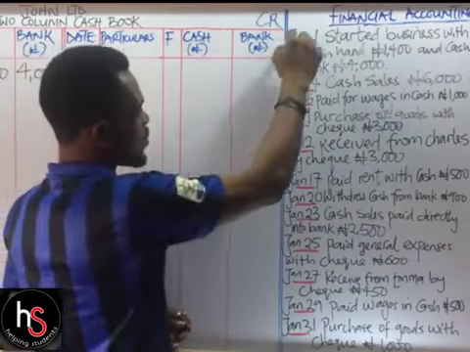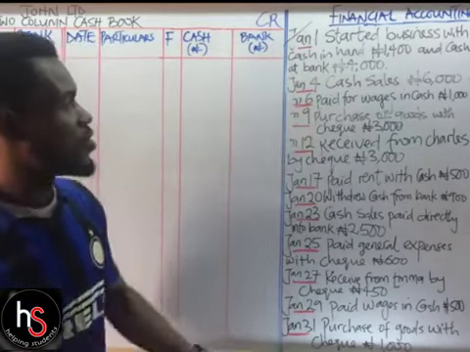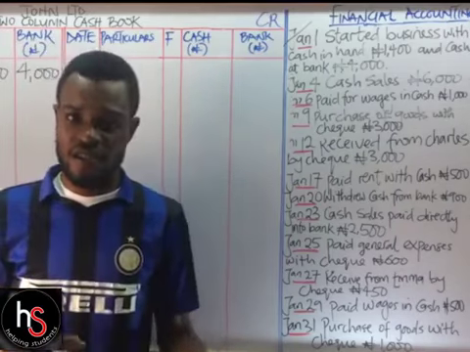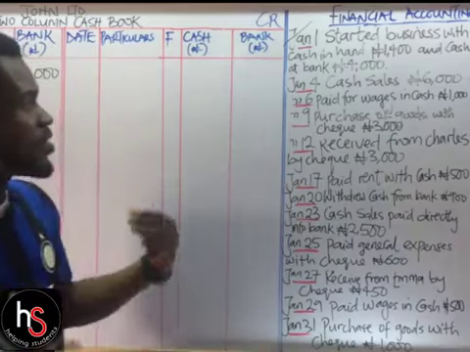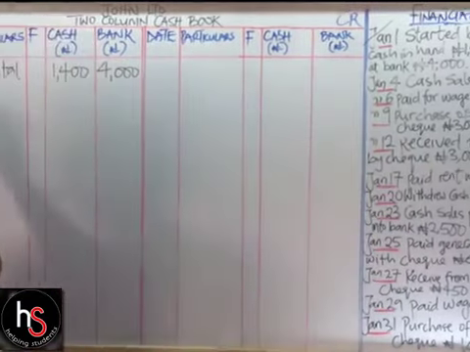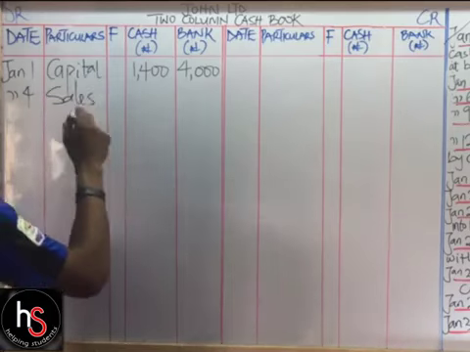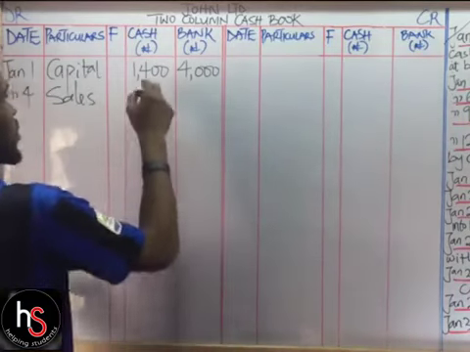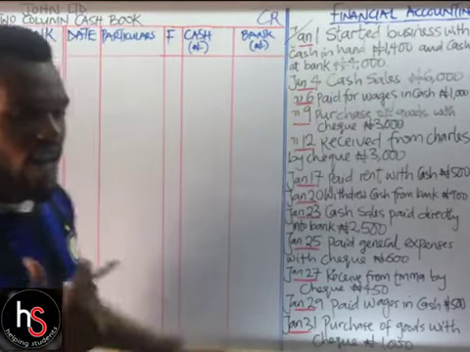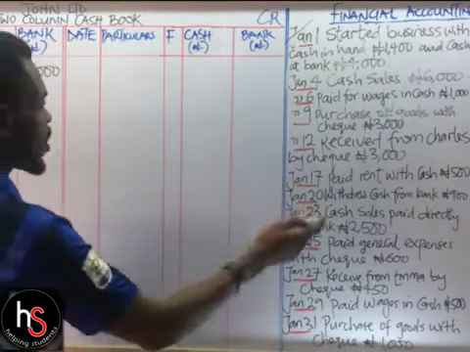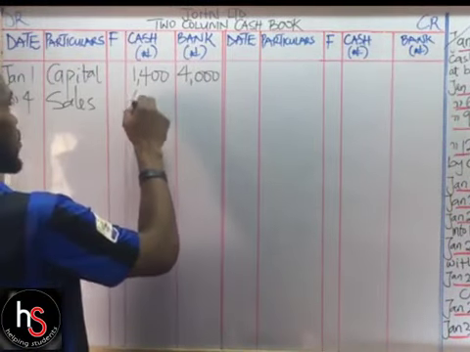Then the second question, January 4th, cash sales, 6,000. Cash sales, you made a sale, right? So money came into your account. How much? 6,000 naira. So we have January 4th, sales, of 6,000 naira. So remember, you see cash sales, so you record the transaction under cash. How much? 6,000.